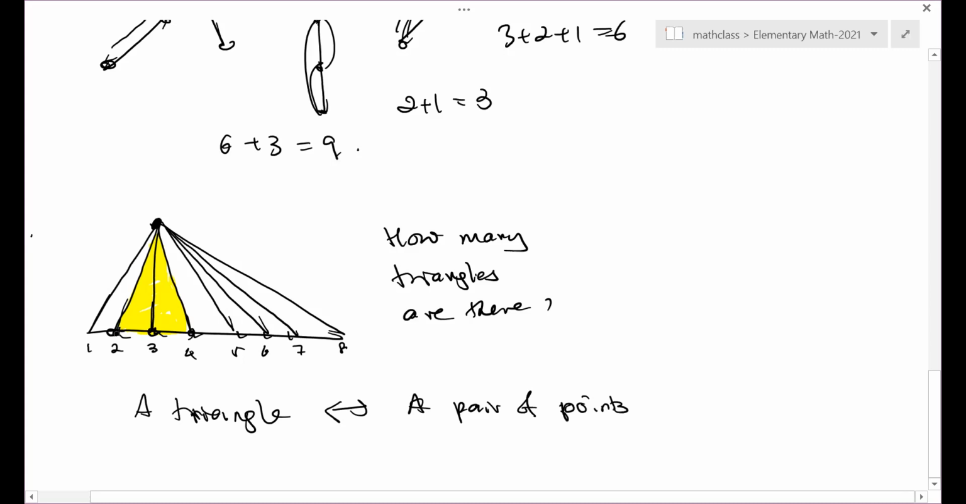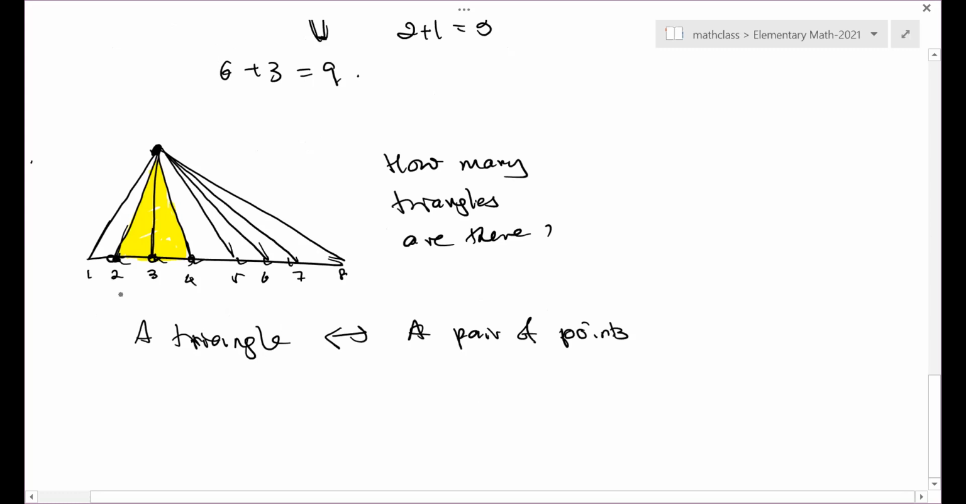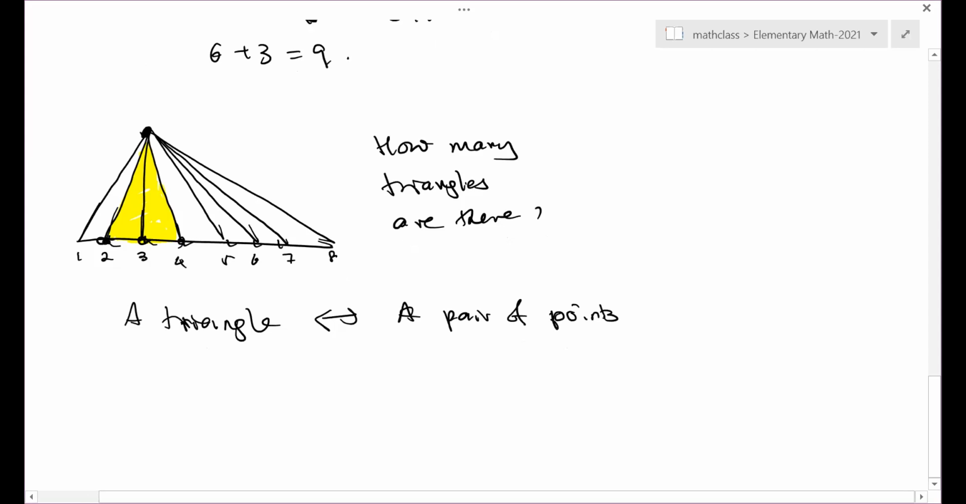If I give you the points for this triangle, so this is a 2 and a 4, this triangle is completely determined by the second point and fourth point on the line. It's a triangle in the picture. So once you convert that problem to another problem, counting the line segments or pairs of points on the line, then you solve the problem, right? So the number of triangles is going to be the number of pairs of points.